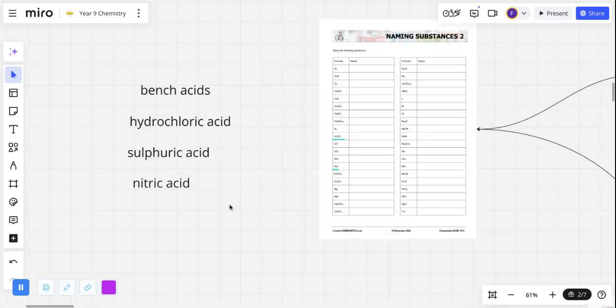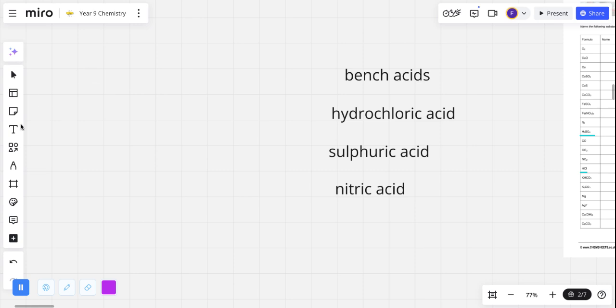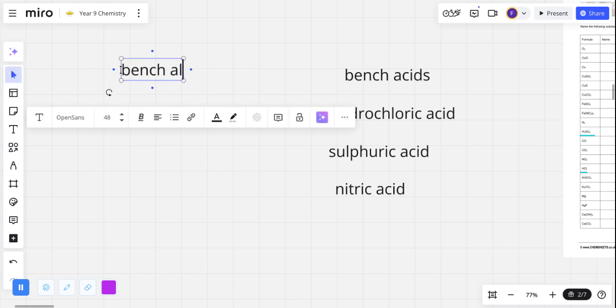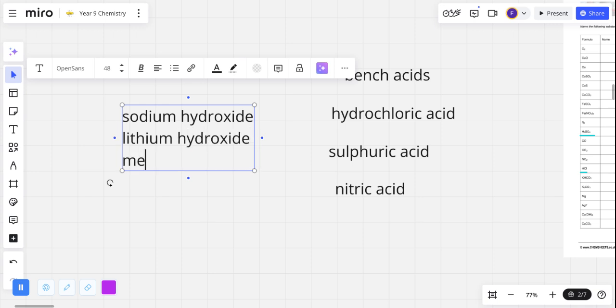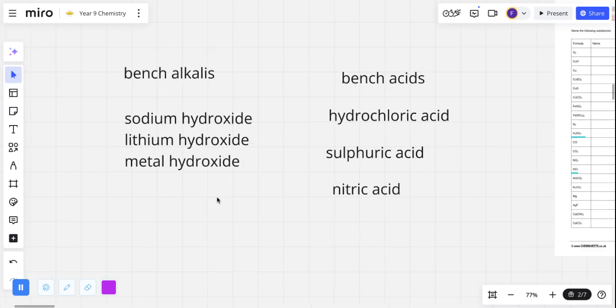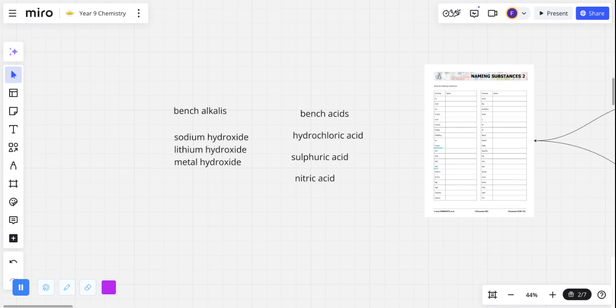Now, we've also got bench alkalis. Again, these are things that we do experiments with. I'll put them over here, bench alkalis. And the kind of things that we will be talking about when it comes to bench alkalis are hydroxides. So we're talking about sodium hydroxide, lithium hydroxide. And if we pay very close attention to this, the way you name a hydroxide is a metal, then a hydroxide. Okay, so these are the things that we use in a lab. And they're really cool. These are what we call strong acids. We'll look at why they're called strong acids in a while.